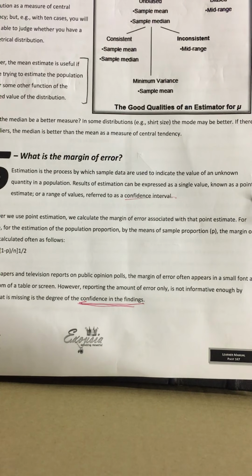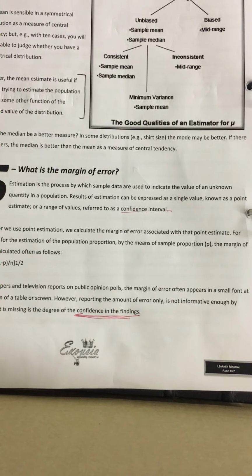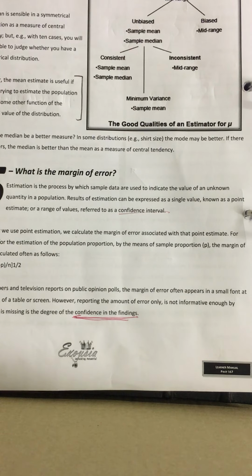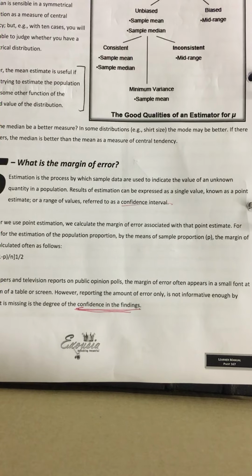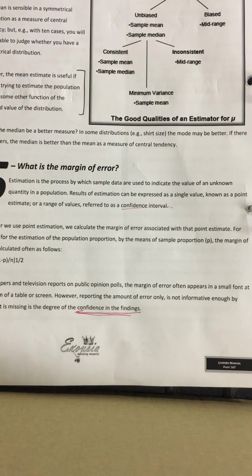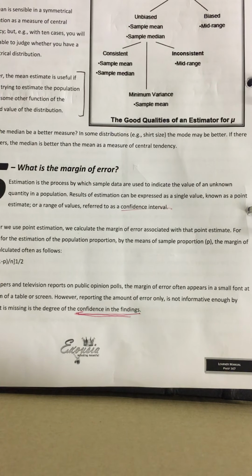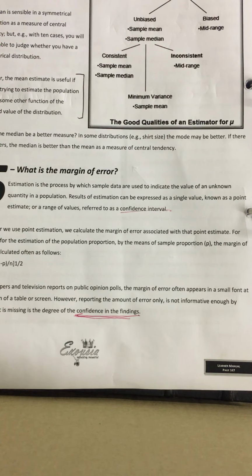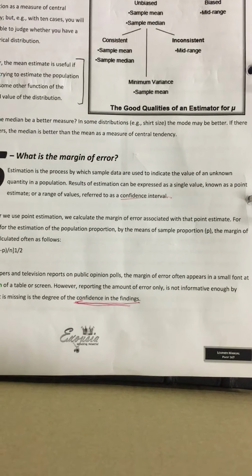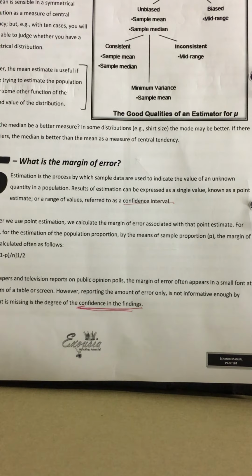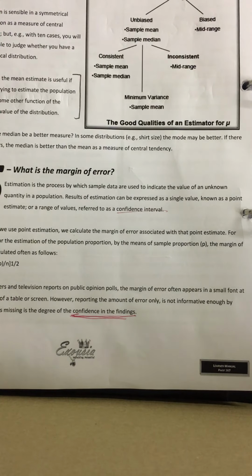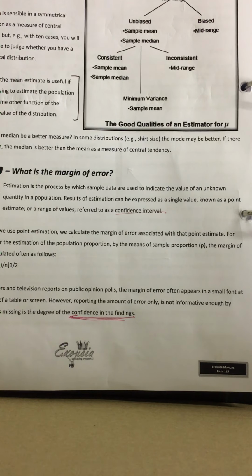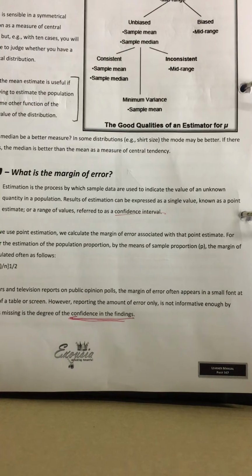Number 5. What is margin of error? Estimation is the process by which sample data are used to indicate the value of an unknown quantity in a population. Results of estimation can be expressed as a single value, known as a point estimate, or a range of values referred to as a confidence interval. Whenever we use point estimation, we calculate the margin of error associated with that point. For example, the estimation of the population proportion by means of the sample proportion. The margin of error is often calculated as follows.